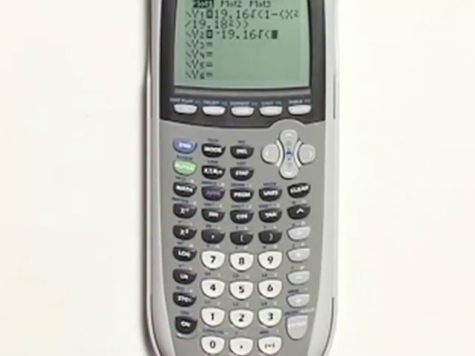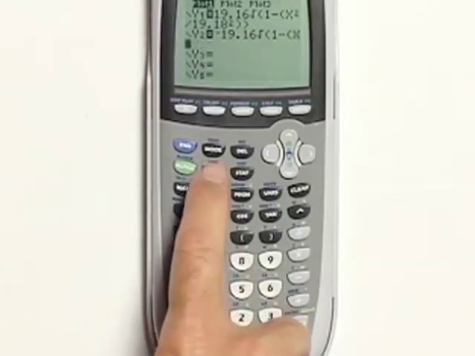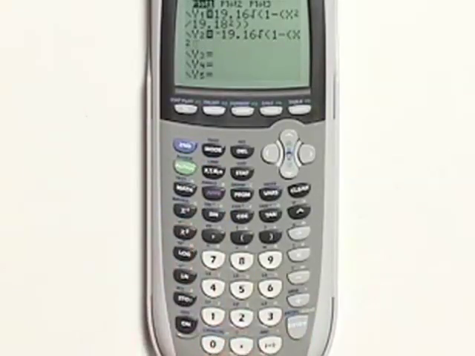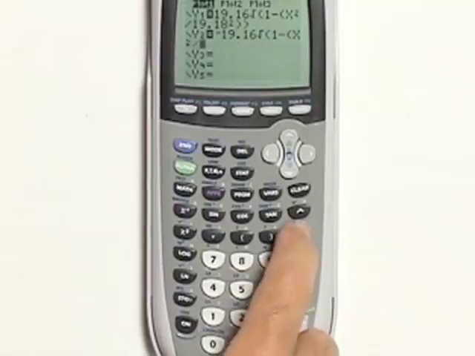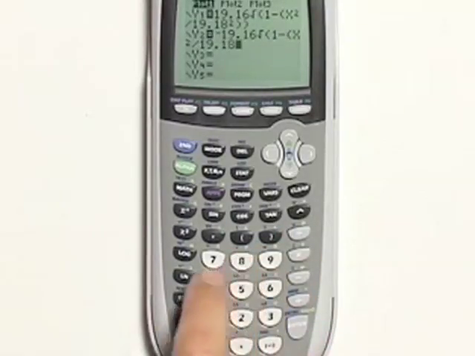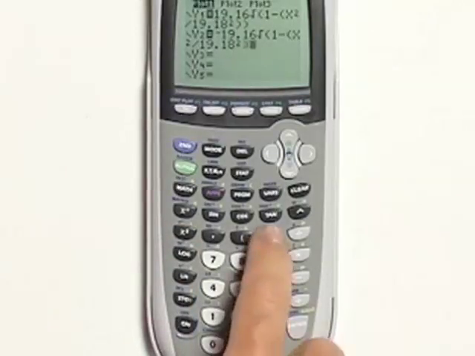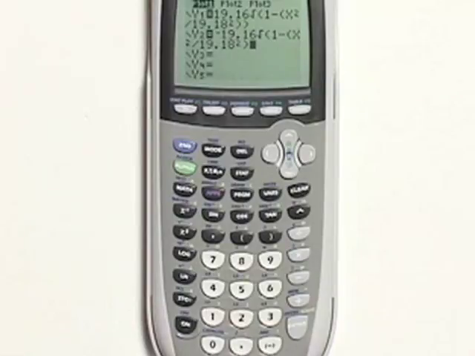Now for square root, we press second and square root key. We see the open parenthesis. We enter 1 minus. And again, I put this next expression in parentheses. So open parenthesis, x, and then the squared key, and then the division key, and enter 19.18, but that has to be squared, so press the squared key. Close the parenthesis for that short expression, and then close the parenthesis for the square root.